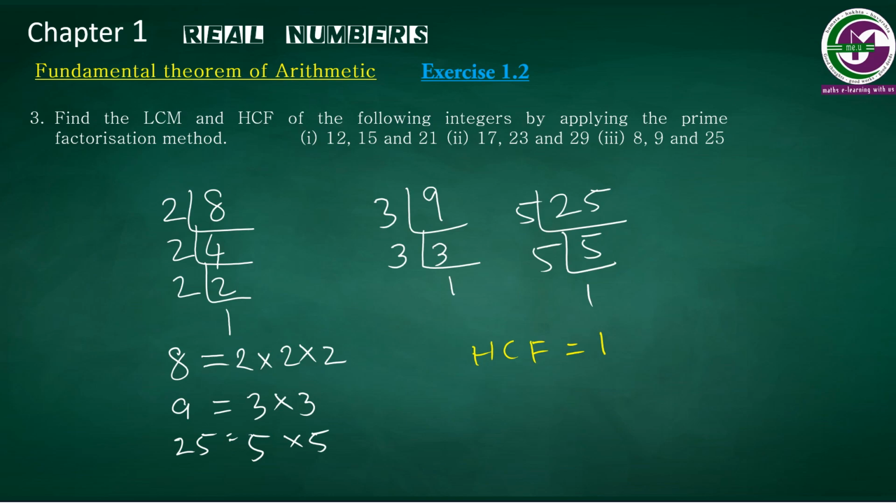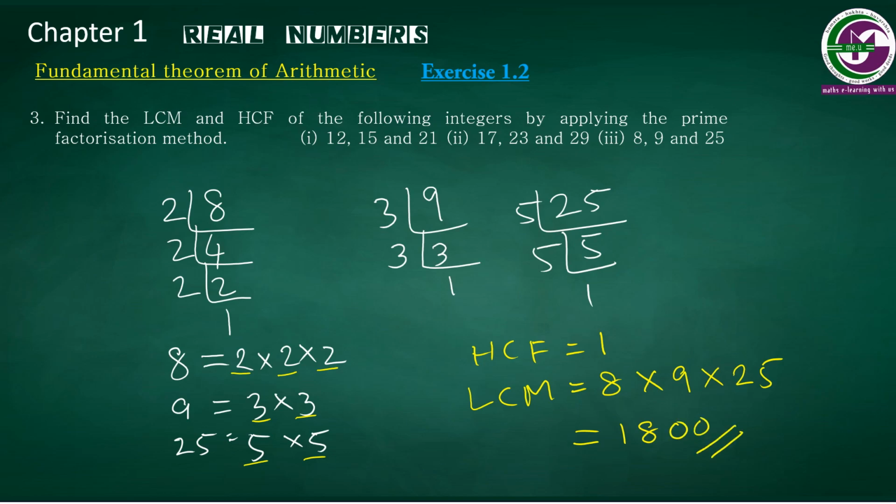Now to find LCM, after removing the common factor, we need to multiply all the factors. So we need to multiply 2 times, 2 times, 2 times, 3 times, 3 times, 5 times 5, all the numbers. So that is 2 times 2 times 2 is 8. So 8 times 9 times 25 equals 1800. 1800 is the LCM.